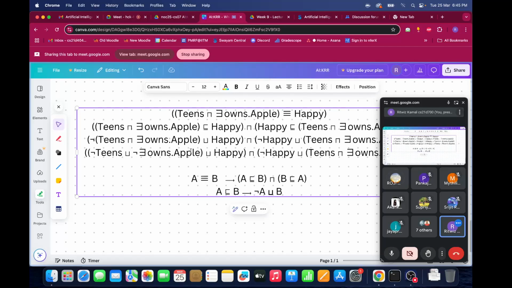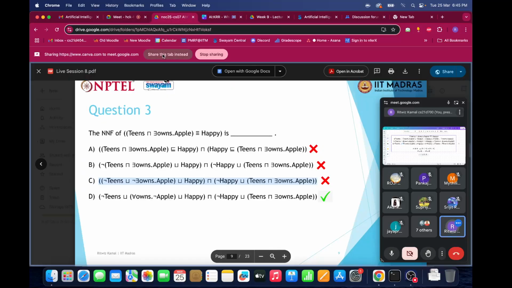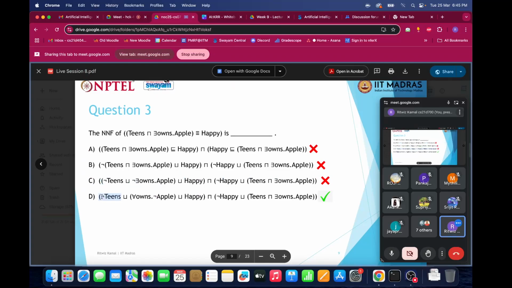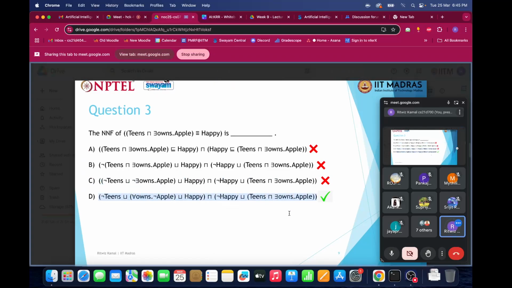Yes, sir. Now the only simplification that we can do is this part where we can replace this negation of existential operator with the universal operator. Yes. And that is what is there in the final option over here. So this becomes the correct solution. Yes, sir. Thank you so much, sir.